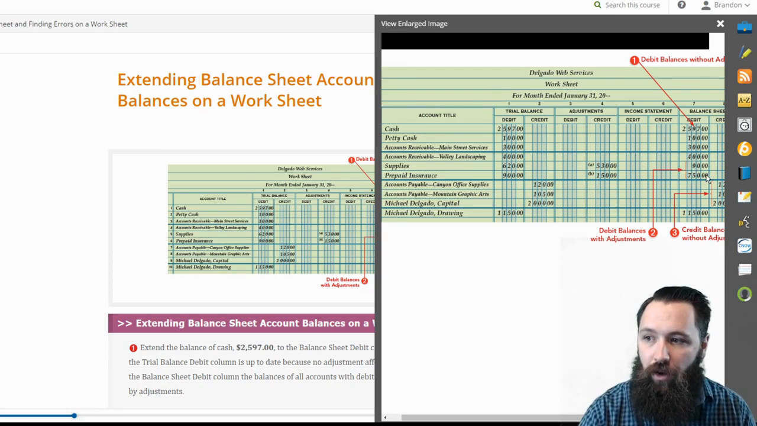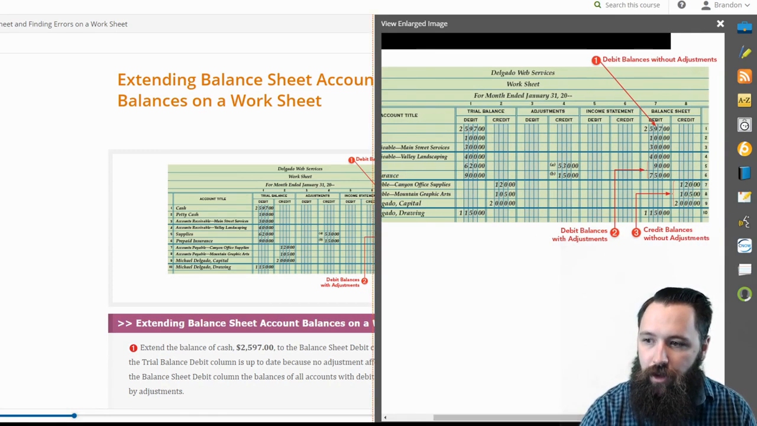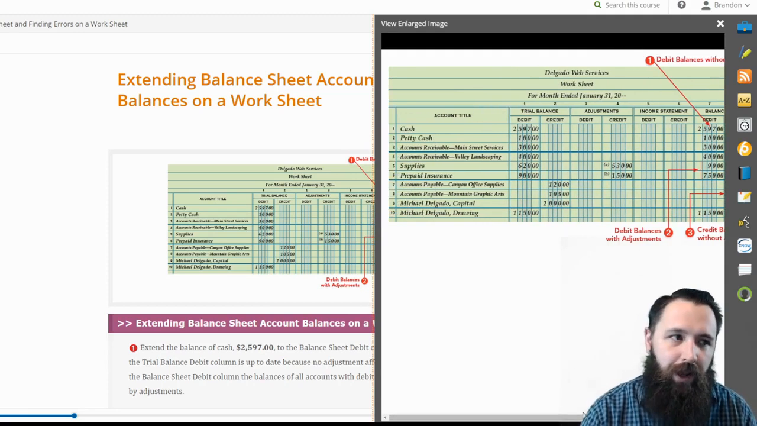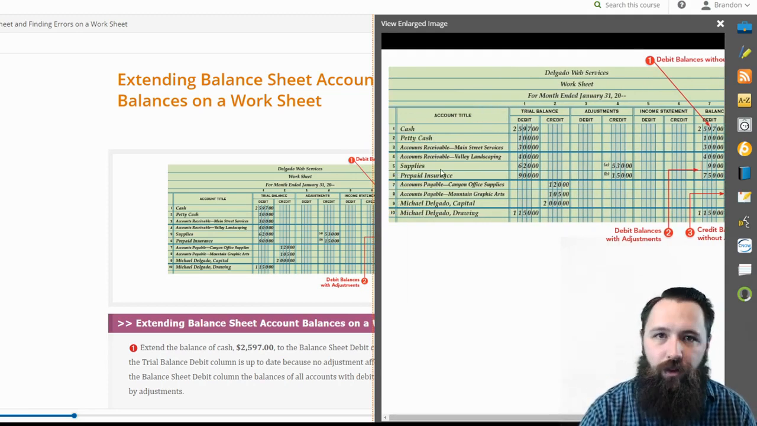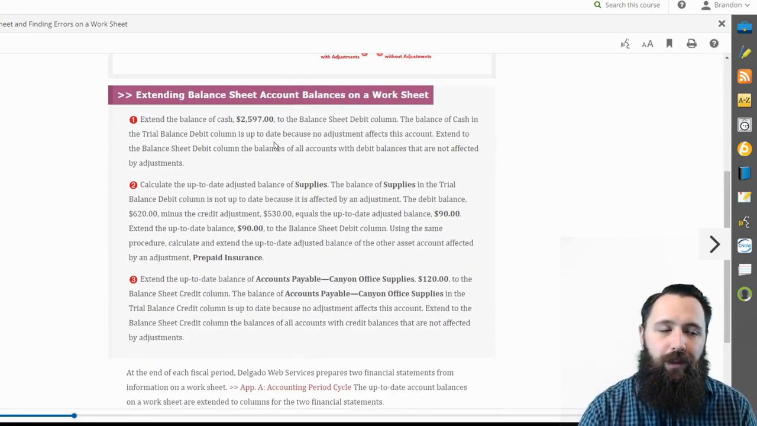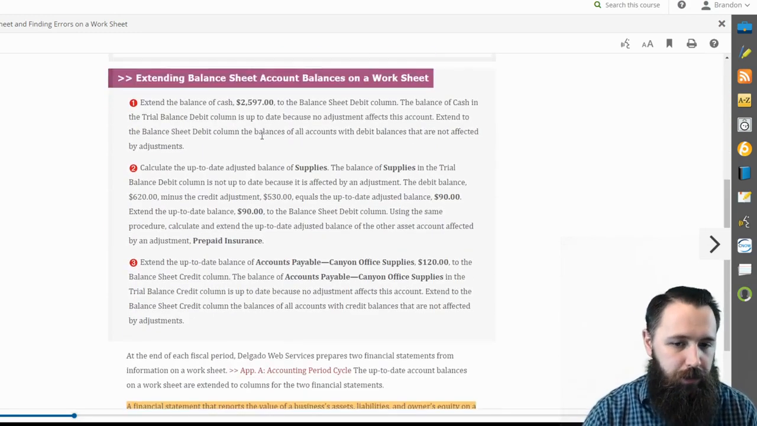We've just transferred over our balance sheet accounts for any adjustments. So really, what adjustments did we need to make? Well, only the ones for supplies and prepaid insurance. Everything else, we're just transferring over. That's it. So that's step 2. It's going to be looking at the accounts that have adjustments on file.